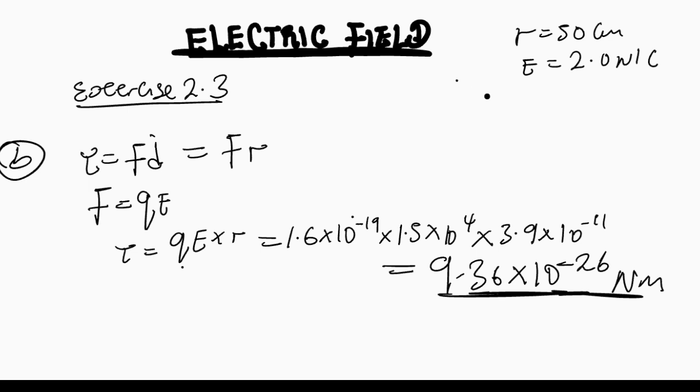So what you should do here is use E equal to KQ over r square. So you make Q the subject of formula. Q will now be equal to E r square over K. Then you substitute your E, your r, then your K is 9.0 times 10 to the power 9. You already know those values.